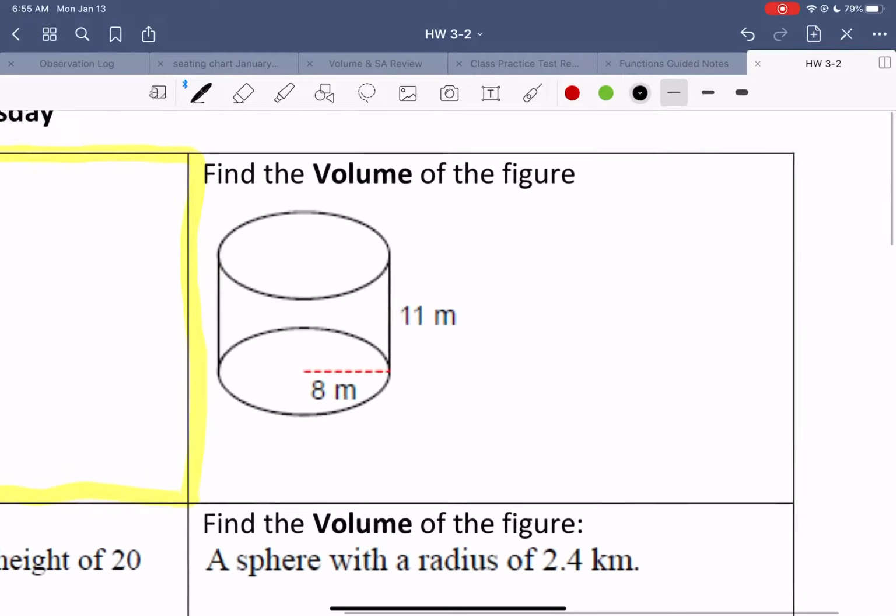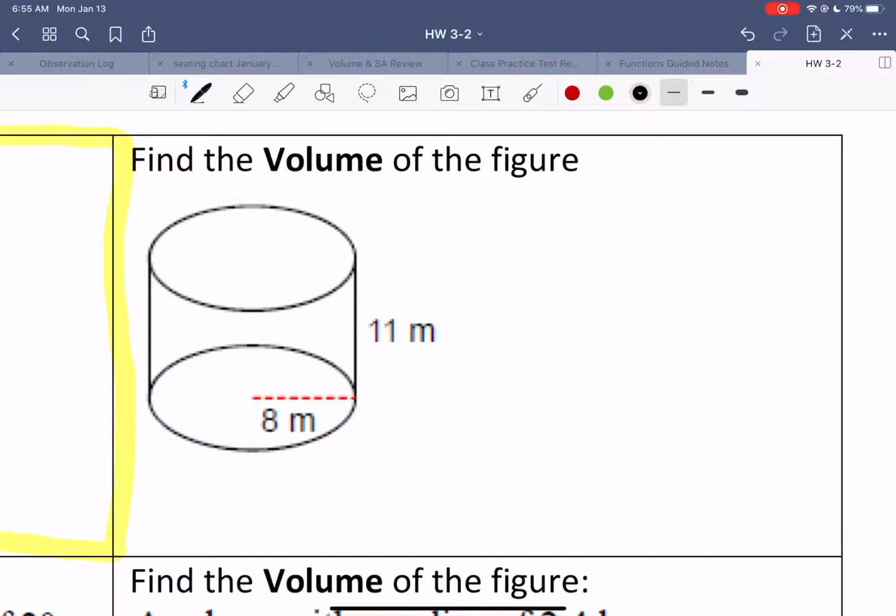And then moving into this week's homework that is due Friday the 17th, we have a volume question. With your volume question, you'll want to first identify what shape it is. So this is a cylinder. And then from there, you'll want to find the formula that you'll want to use. And this one happens to be, the volume is capital B times H. And just to remind you, capital B equals area of the base.